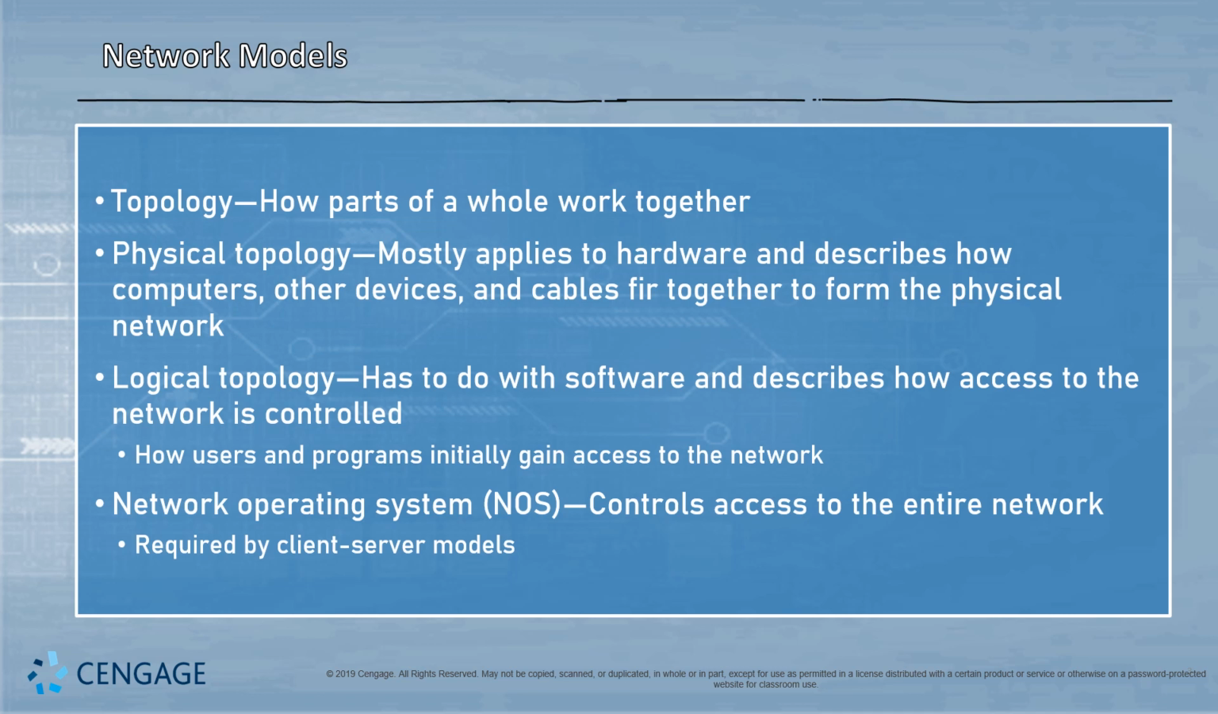So a physical topology is the cables, the infrastructure devices, and the end devices, and how they all fit together to create the networks that we use. The logical topology deals with how these things are controlled, how access is managed. So different users and programs will gain access to the network via this logical topology.